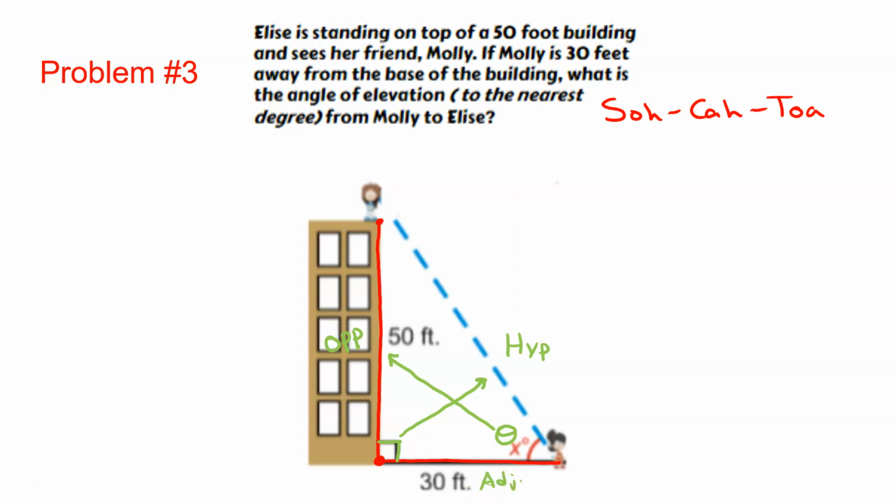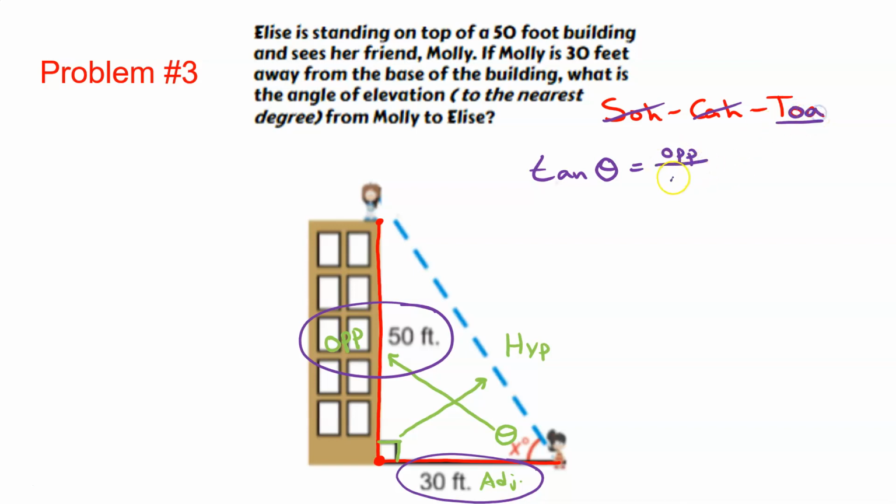Which of these 3 trig functions is going to help us? Well, we have the opposite, which is 50 feet, and I have the adjacent, which is 30. So what uses opposite and adjacent? That is going to be tangent. Remember, the TOA in SOHCAHTOA stands for tangent of theta is equal to O, which is your opposite, over A, which is your adjacent. So fill in everything that you know.